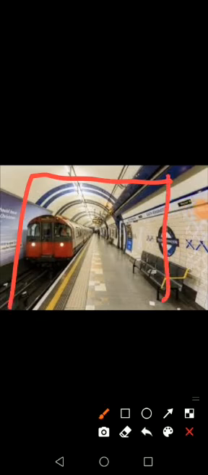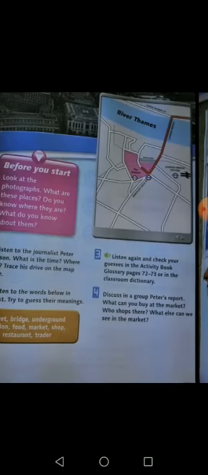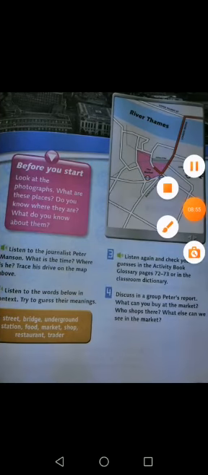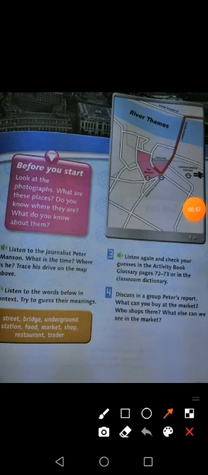What does underground mean? Underground, تحت الأرض. This station is underground. Can you see? This is underground. Okay, it is subway. So let's move to the next word. Let us return to the text. The next word is what?